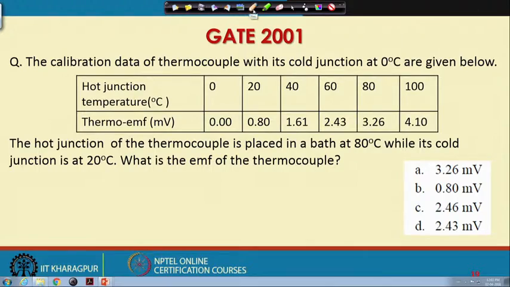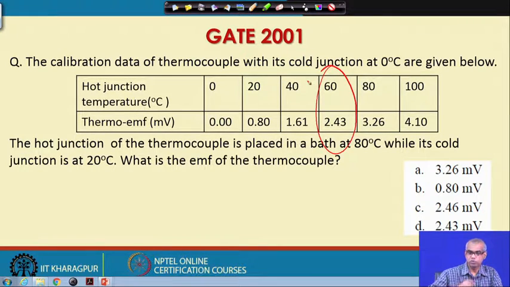And from the table given, I see the thermal EMF produced by the thermocouple when the hot junction is at different temperatures and the cold junction at 0 degree Celsius. Since the temperature difference between 80 and 20 is 60, I have to find the thermal EMF from the table for the case when the cold junction is 0 degree Celsius and hot junction is 60 degree Celsius, such that the temperature difference is 60 degree. So, that seems to be 2.43. So, the correct answer is option D.